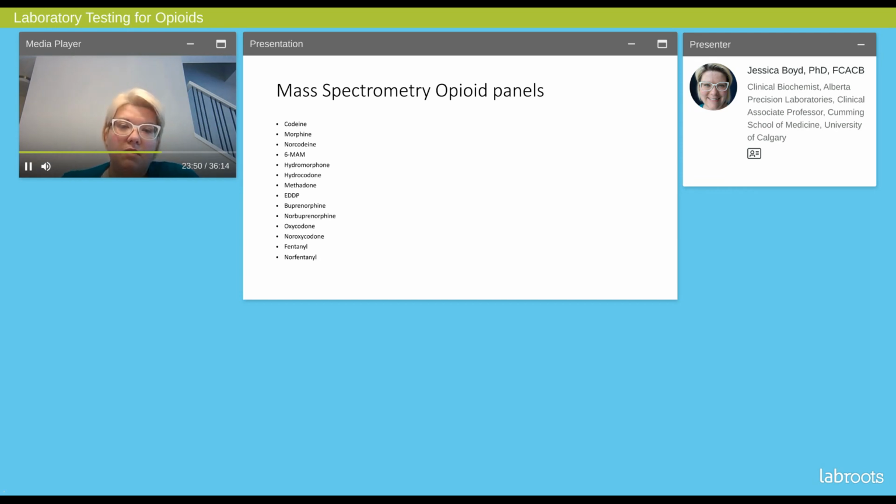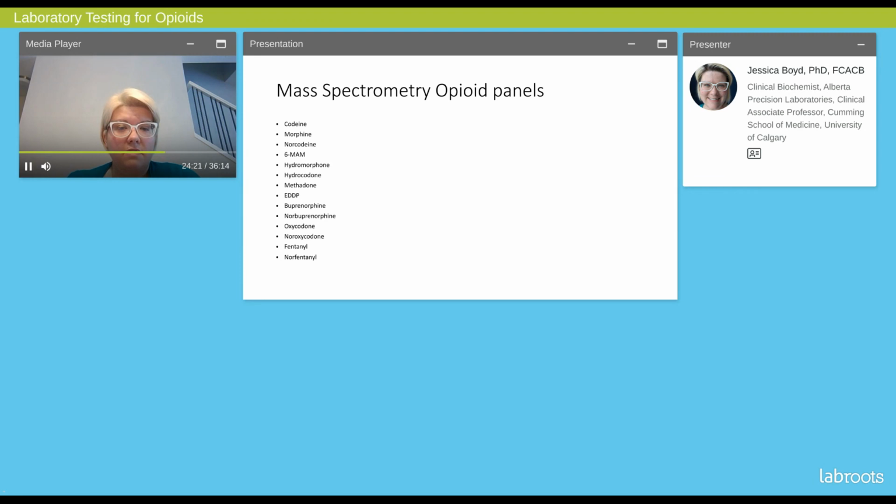So just to give you an example of what one of our opioid panels looks like, this has all of our important parents and metabolites from codeine and morphine metabolism. We have methadone and EDP, buprenorphine, norbuprenorphine, oxycodone, noroxycodone, fentanyl, norfentanyl. And so the real power here is that you're able to monitor for all of these simultaneously in one sample.